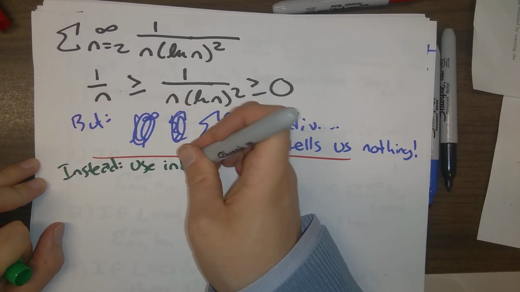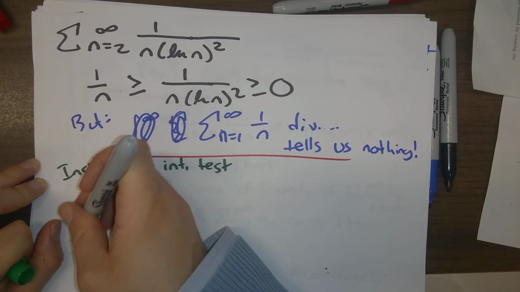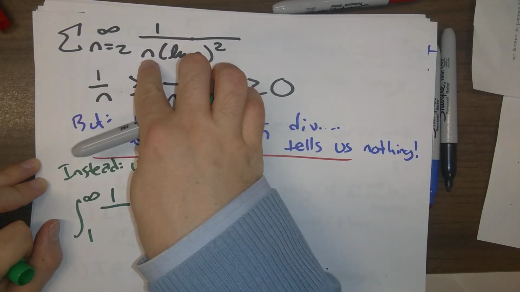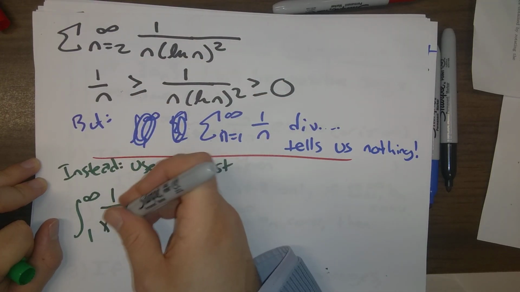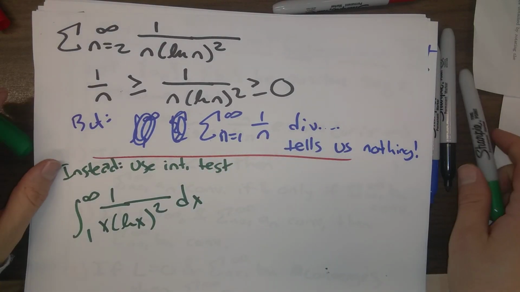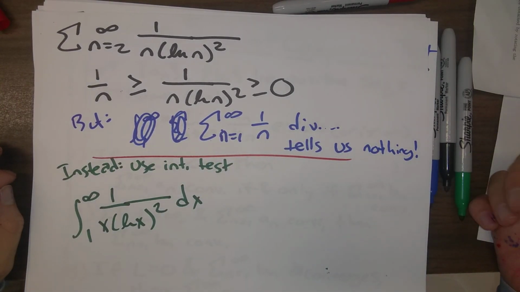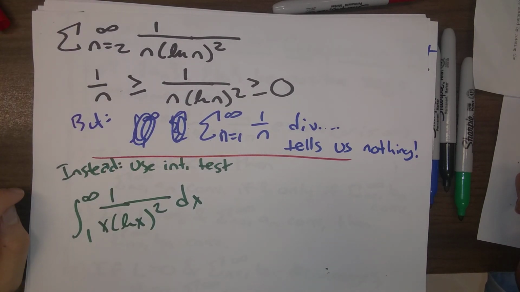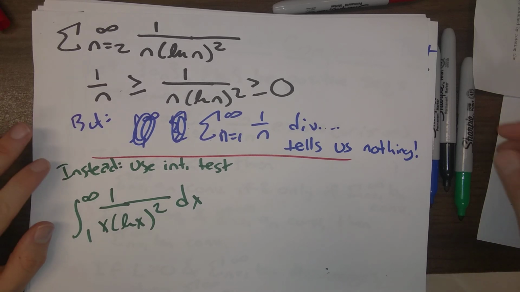Instead of using the direct comparison test, we are going to use the integral test. We're going to integrate from 1 to infinity, converting the n's to x's, 1 over x times the natural log of x squared dx. We have to do our standard checks to make sure that this is continuous, decreasing, and positive. It checks all of that.